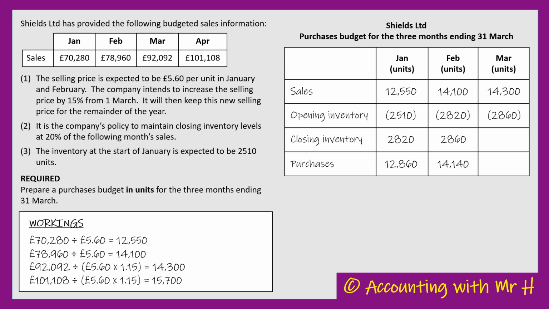So there's my working in the working box. The budgeted revenue for April, 101,108, divided by the new selling price, gives me 15,700 units. So if that's what they're budgeted to sell in April, they want to have 20% of that ready at the end of March. So 20% of 15,700 is 3,140. And then total at March, and we can see the budgeted purchases for March in units is 14,580. And there's that question complete.